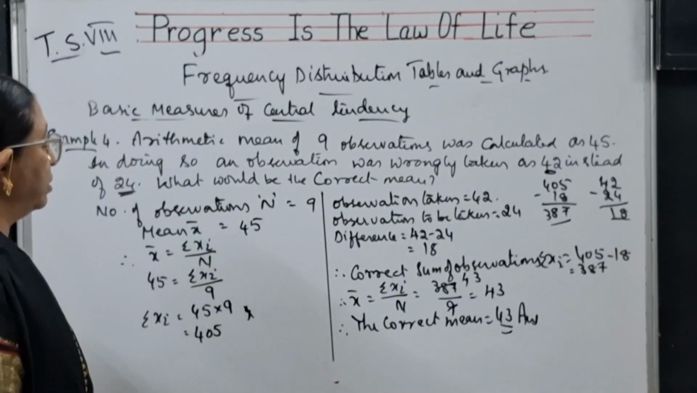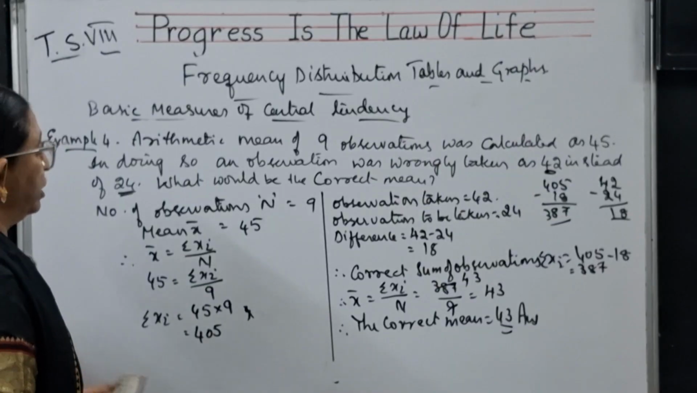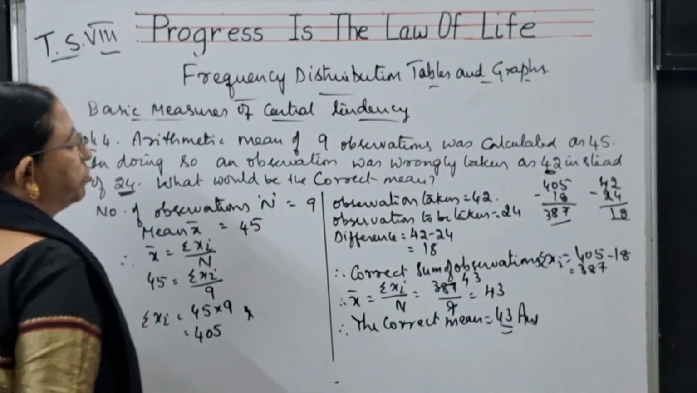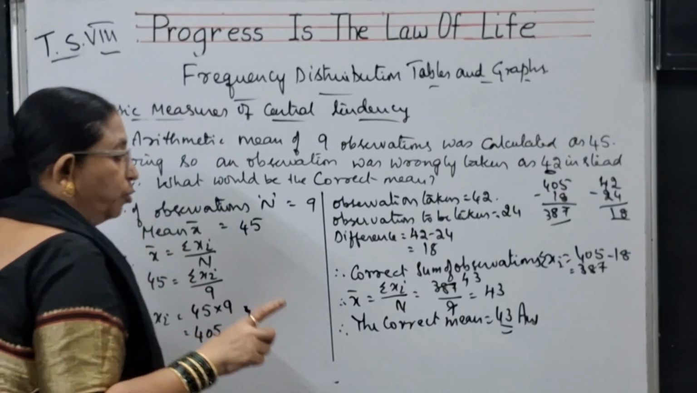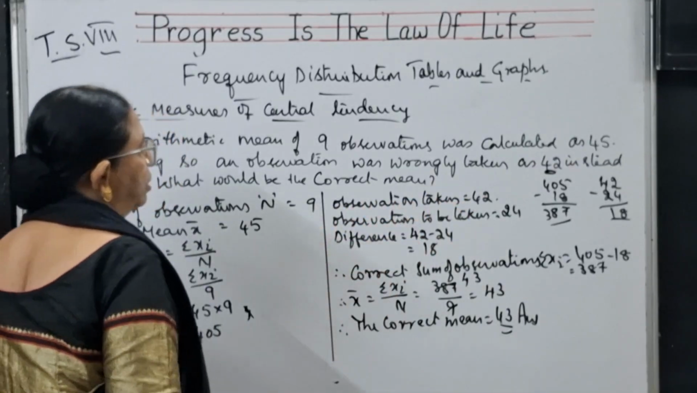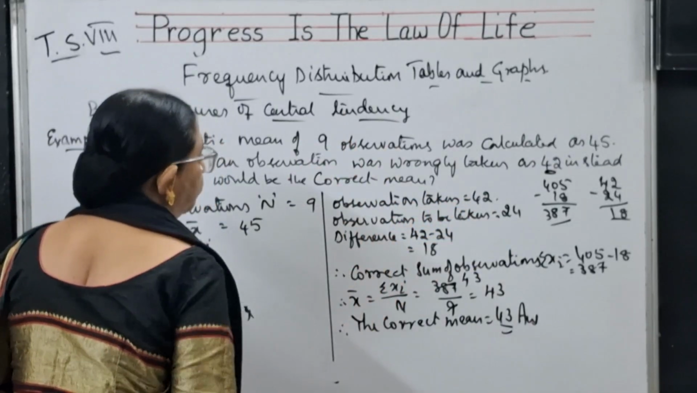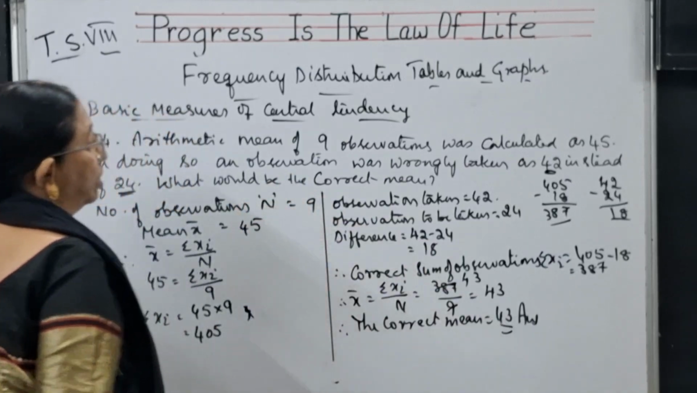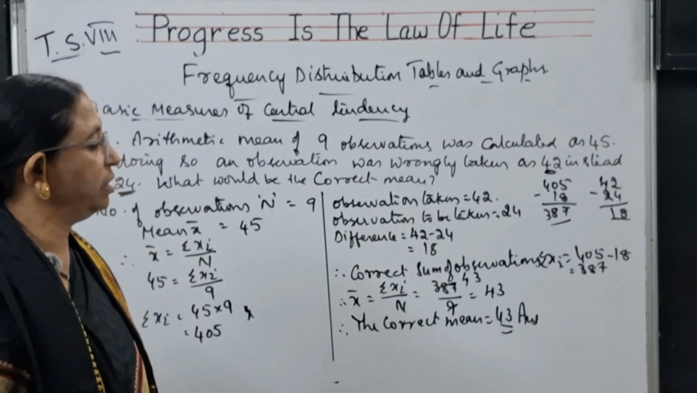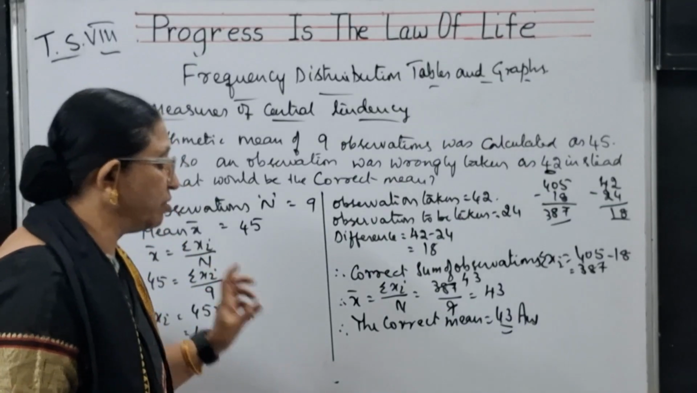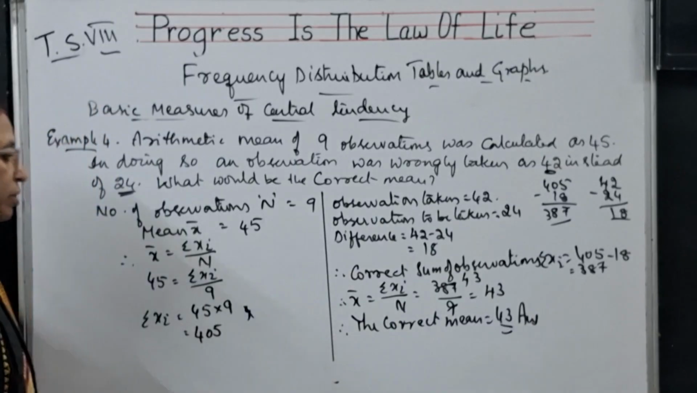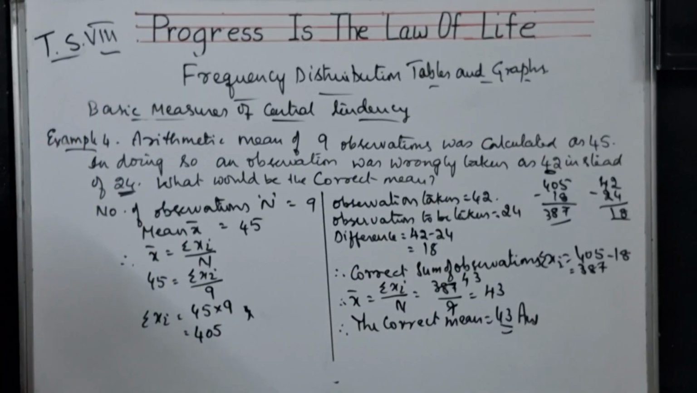Here, the observation has to be taken as 24. But instead of 24, they have taken 42. That means they have taken extra value. So how much extra they have taken, that you need to find out. So observation taken is 42, observation to be taken is 24. So the difference is 18. So 18 values extra they have taken. So from the total you have to subtract 18 so that you will be getting the correct sum. That is 387 by 9 is 43, children. Please write it down.